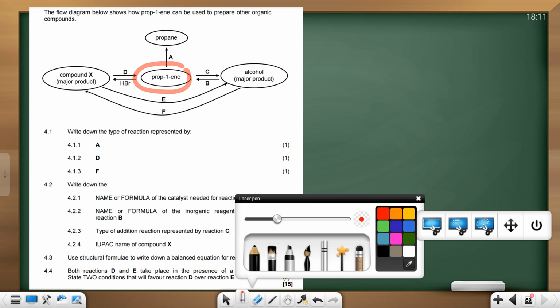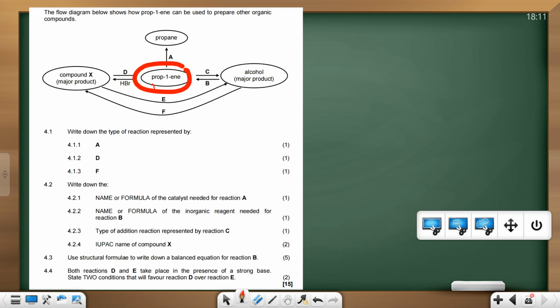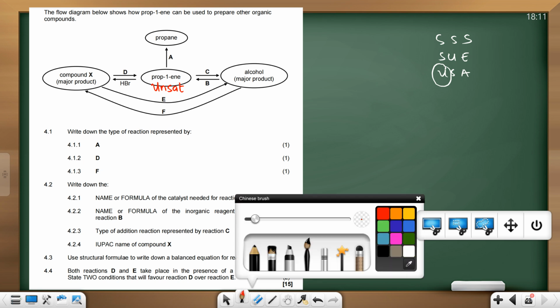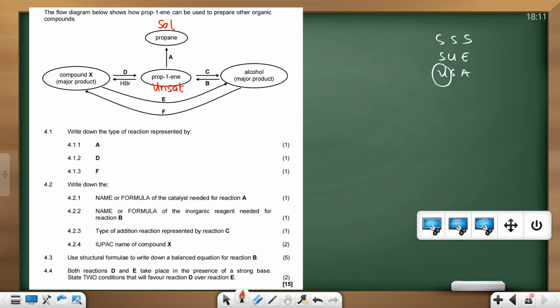And I see propane. Okay, propyne is unsaturated, right? Beautiful. Guys, remember, look at this. SSS, SUE, and USA. The only place I have this is there. It's unsaturated to what? It means all of these other compounds are what? Saturated. I can already tell you. Can you see it's alcohol? Beautiful. This one will also be what? Because from U, I can only go to S. Does that make sense?